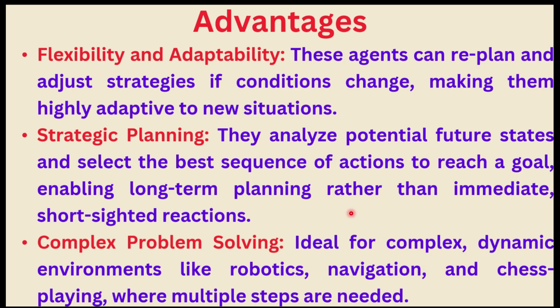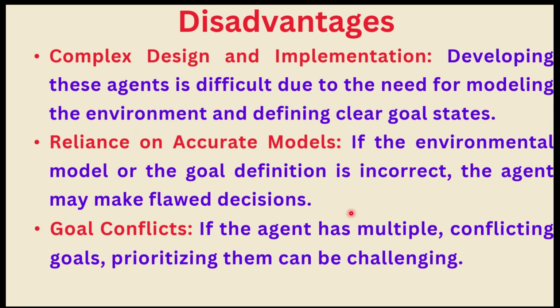Wherever we are going to use a dynamic environment, we can apply this kind of application, which is the goal based agent. It is used in robotics, navigation, chess playing, where multiple steps are needed. So whenever we need multiple steps, we can change the decision accordingly. So these are highly used in complex problem solving. Next we'll see the drawbacks of goal based agent.